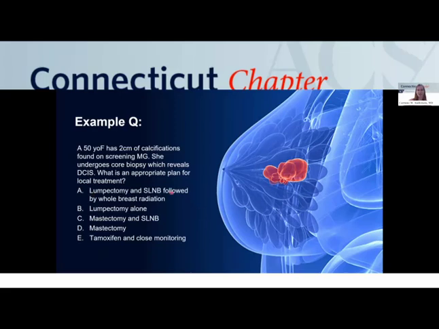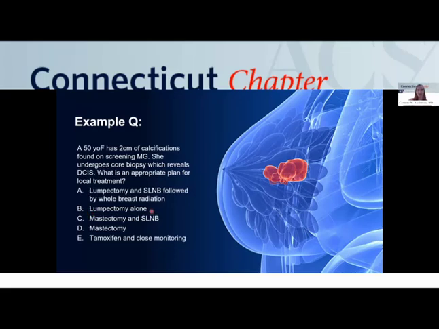So a lumpectomy and sentinel node followed by whole breast radiation sounds tempting. We know lumpectomy and radiation, maybe that's the choice you're initially looking for. But sentinel lymph node biopsy is not a part of care for DCIS when you're doing a lumpectomy. Now you may say, oh, what if it was in the upper outer quadrant and you were really worried about damaging the draining lymphatics? The question didn't ask that. Don't overthink it. Lumpectomy alone.